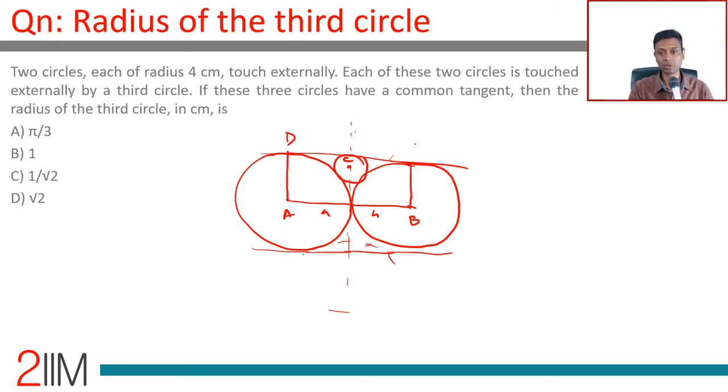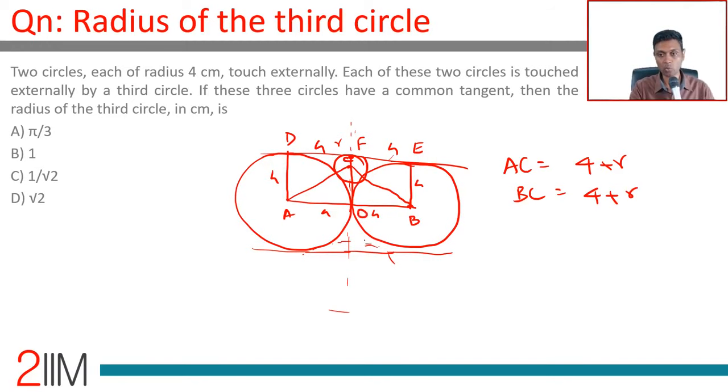D, E, 4, 4. The point where it hits it, F, 4, 4. Join these two, again 4. Now what do we know? We know the radius of the circle is R. These two circles touch each other externally. These two touch each other externally. We know AC equals 4 plus R. BC equals 4 plus R.